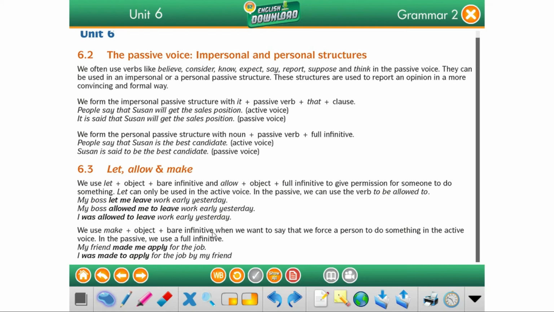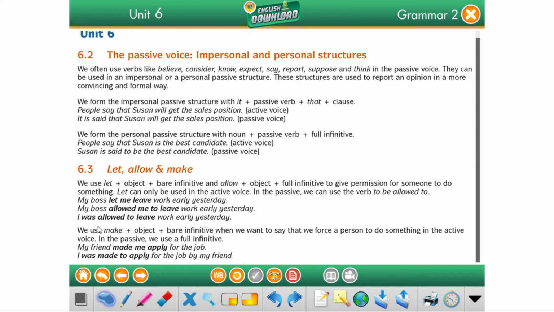So it's pretty easy. The only thing that we have to do is to use this structure that says to be, but in this case we're talking about past, so we use was or were, allowed to, and also the verb of the sentence. In this case we don't use a verb in past participle in the case of the passive voice. Okay.